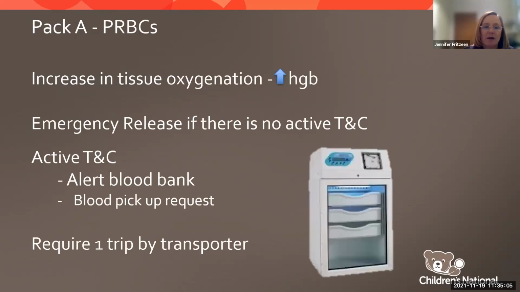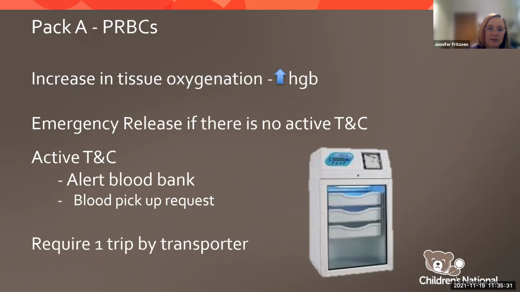Now, when we do activate massive blood transfusion, there's 3 packs that your patient will be getting. And it's basically what's going to come to you in the cooler and what the blood bank is going to be working on next. And the goal of this, remember, is to do that 1-to-1-to-1 therapy, meaning for every unit of red cells, you get a unit of FFP and a unit of either platelets or cryoprecipitate. So your pack A right now is just red cells.